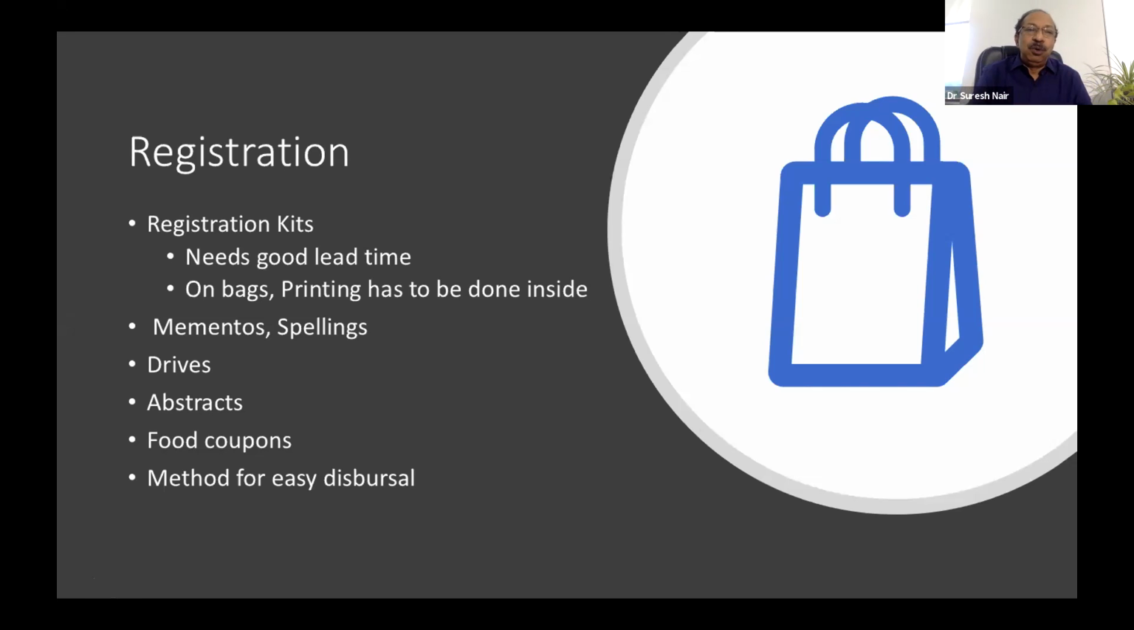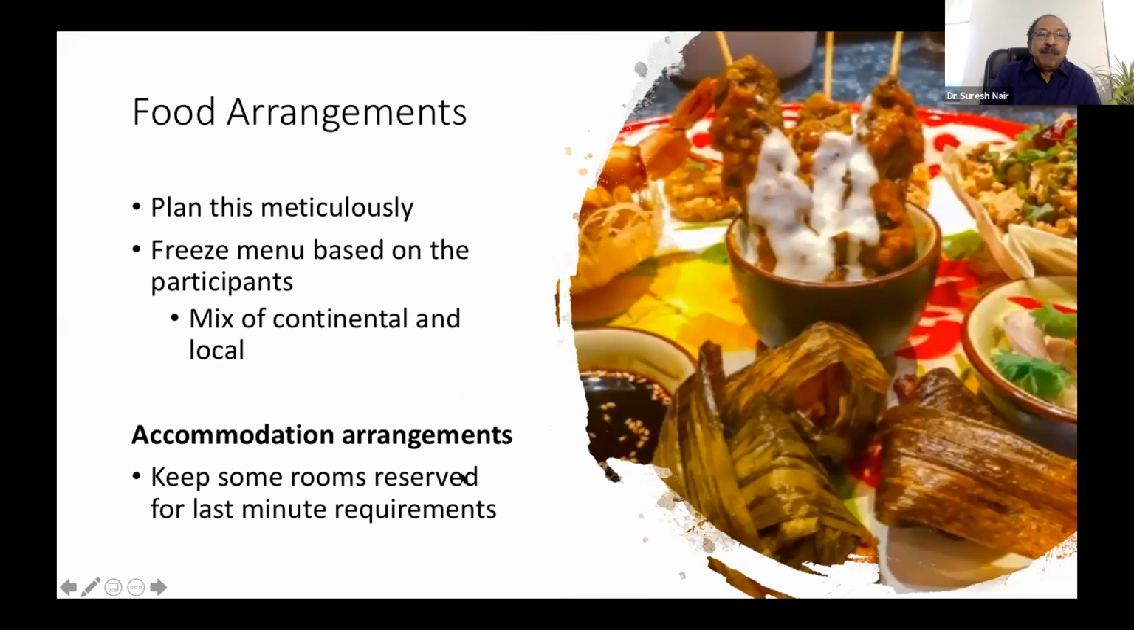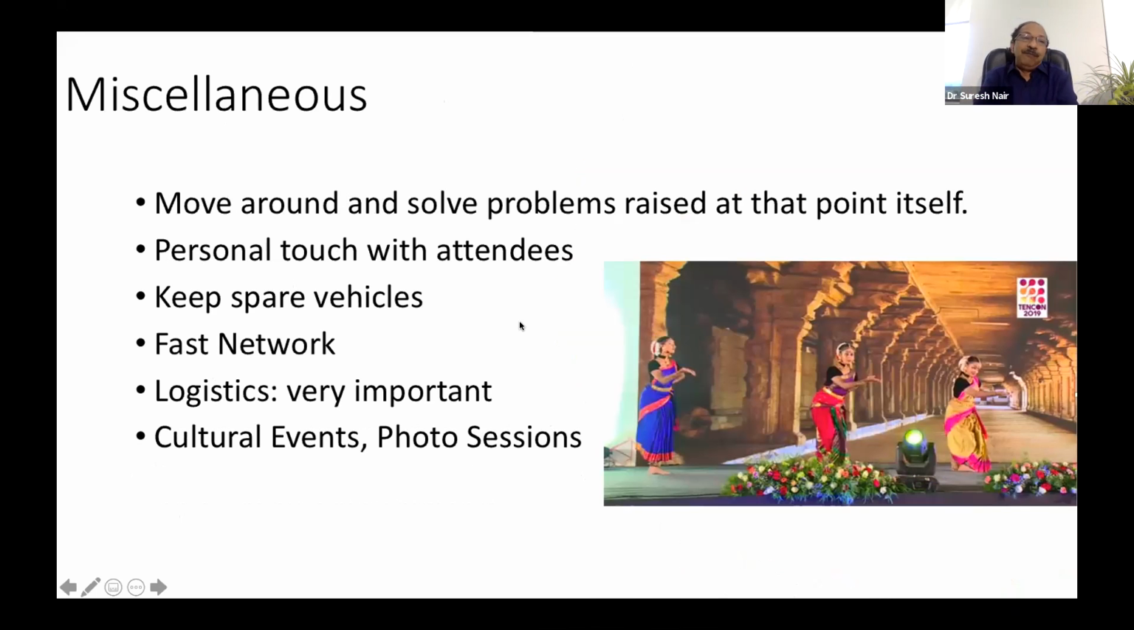Registration kits need good lead time to print the bags and all those things. Mementos, you have to personally look at the spelling of people's names. Drives, abstracts, food coupons, a method for easy dispersal. You have to come up with the food arrangement, very important, because one measure of the success of the conference is food. So plan this very meticulously, a mix of continental and local. Also the accommodation arrangement: you have to keep some rooms reserved, because at the last minute somebody will come. If you help them at that time, that will add to the success of the conference.